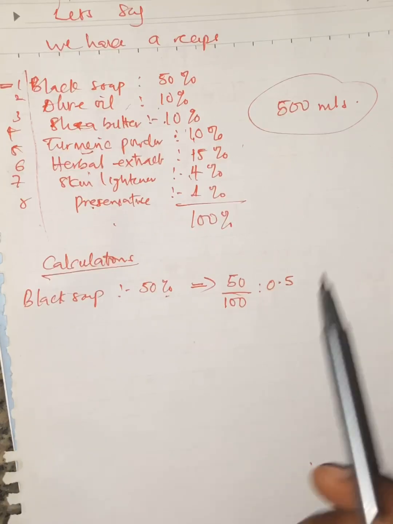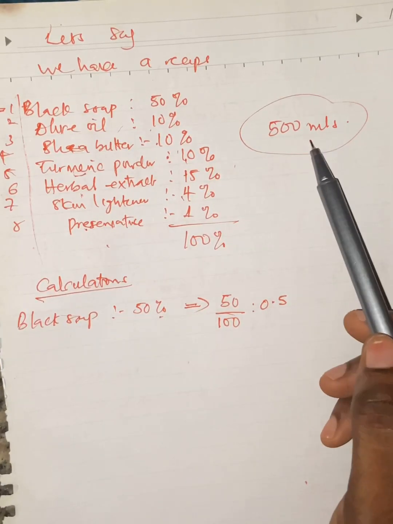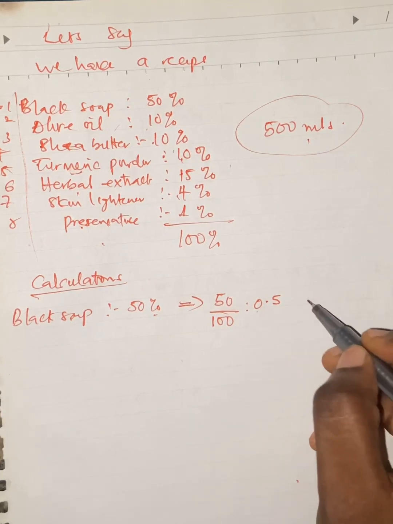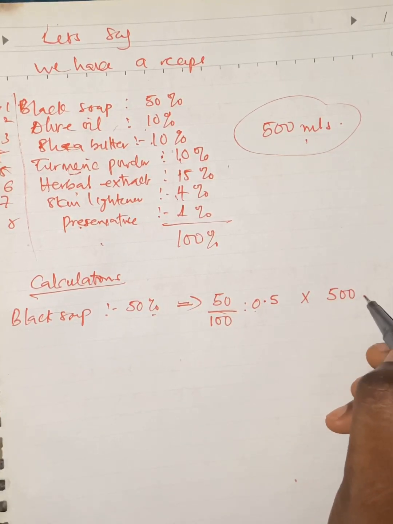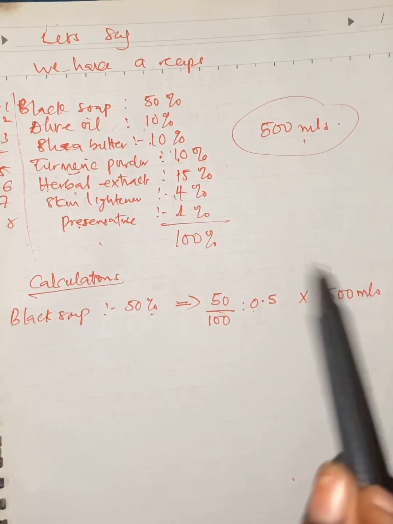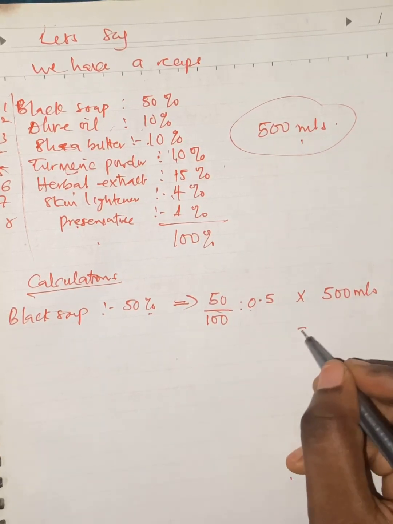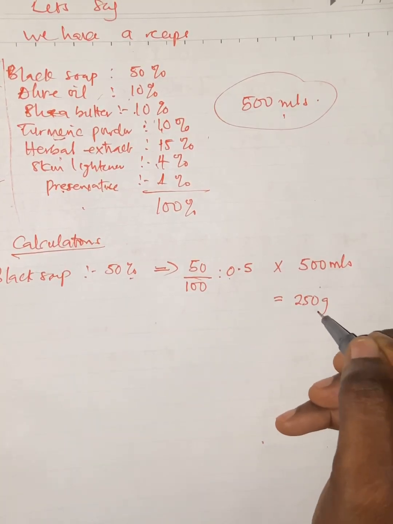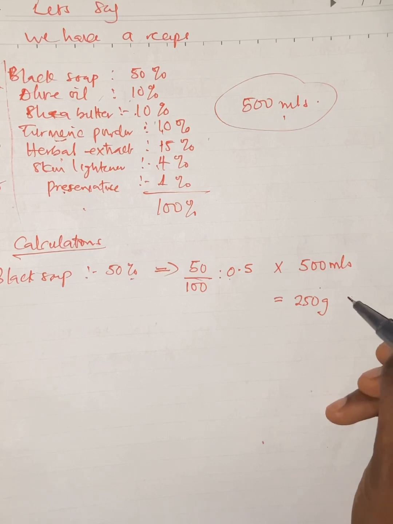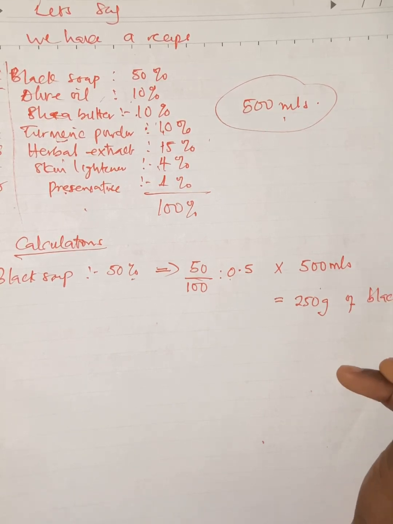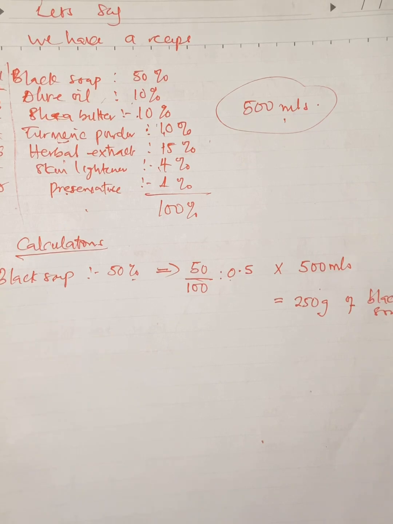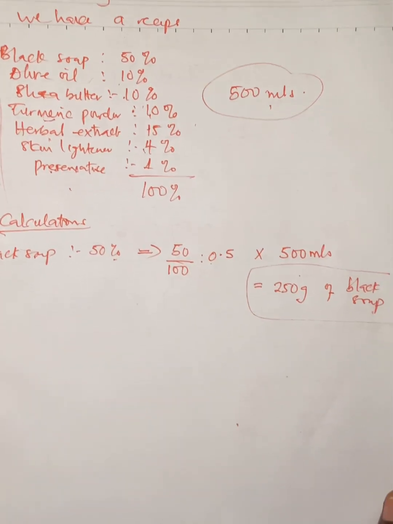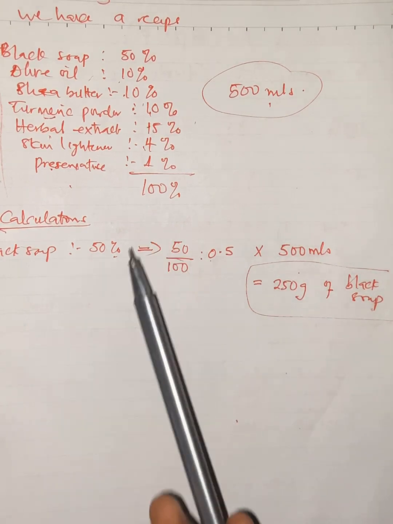Okay, so now we want to calculate for 500 ml of black soap. You take this 0.5 times the 500 ml that you want to make overall, and then we are going to get 250. So that means we are going to use 250 grams of black soap. I don't know if you guys get it. So if you want to make 500 ml with this recipe, you are going to need 250 grams of black soap, and I'm using grams because black soap is solid.